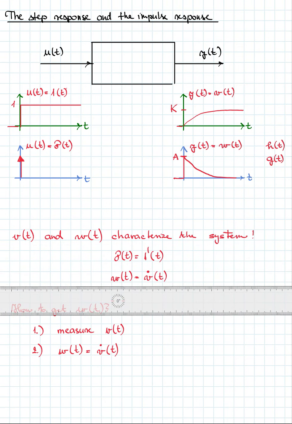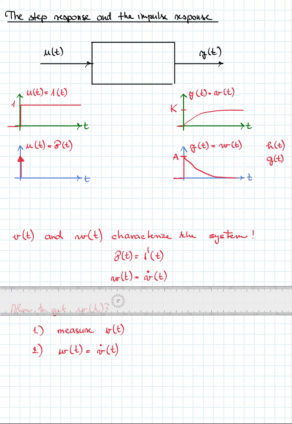We have studied that delta t is the time derivative of 1 of t. We studied it in the signals block. This is why this connection is valid for the output signals too. So w of t is equal to the time derivative of v of t. So the impulse response function is the time derivative of the step response function.